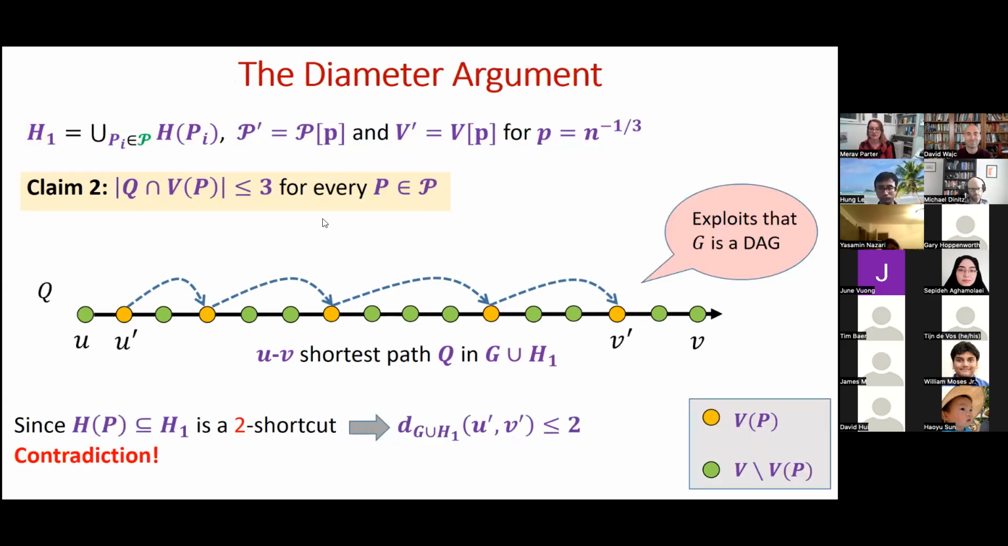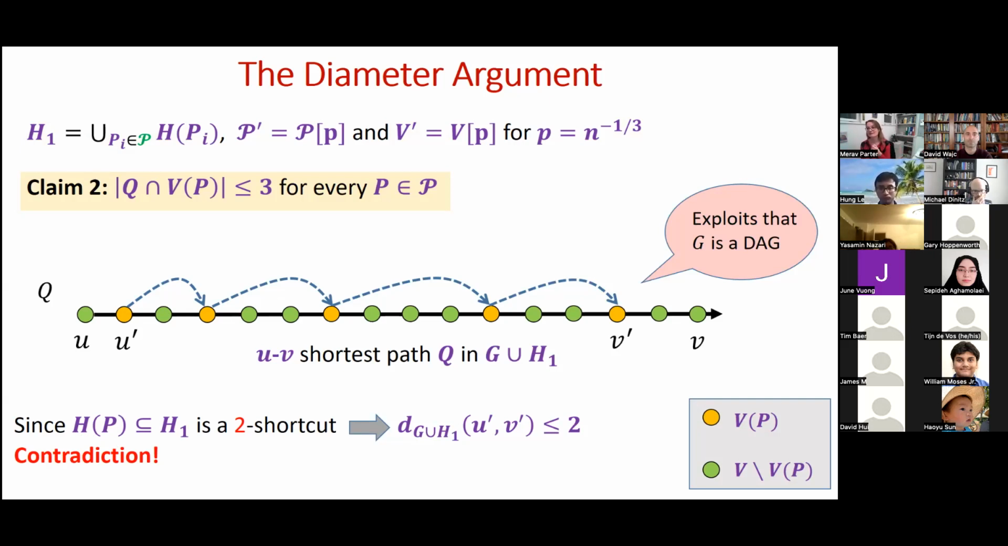The other property is the following. If now I look at the path Q, this U to V shortest path, I'm claiming that for every path P, not only sampled paths, but every path P in the collection of computed paths, it can have at most 3 vertices on Q. Okay. So here comes the thing that we are considering the shortest path between U and V in the graph G union H1. H1 contains all the shortcut edges of the path P, okay? And this is a 2 shortcut. So I know that suppose I have 4 vertices on the U to V shortest path, that means that on that path, the distance between U prime and V prime is at least 3, but I know that it must be at most 2 because I added the shortcut edges between U prime and V prime, okay?